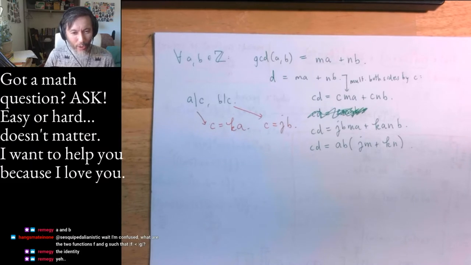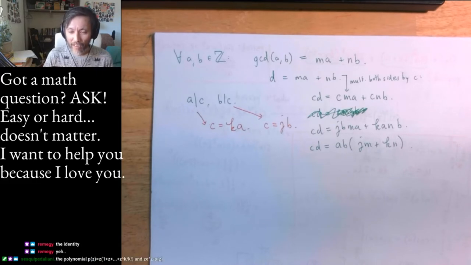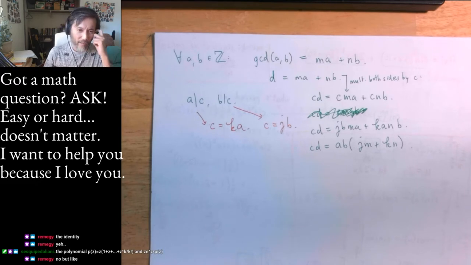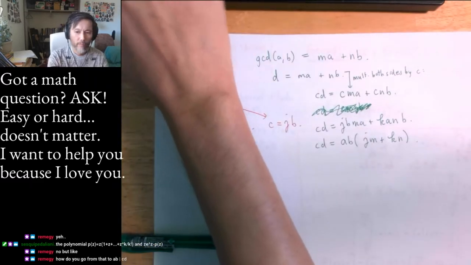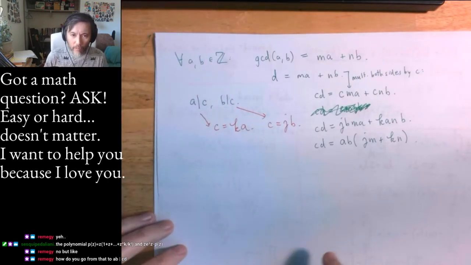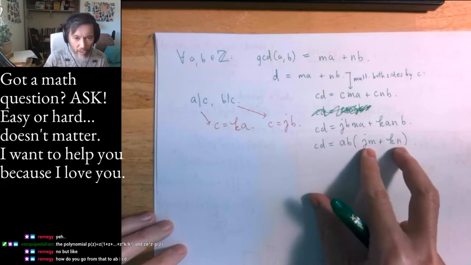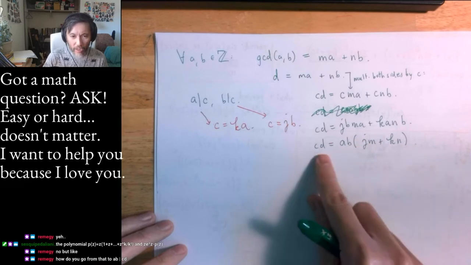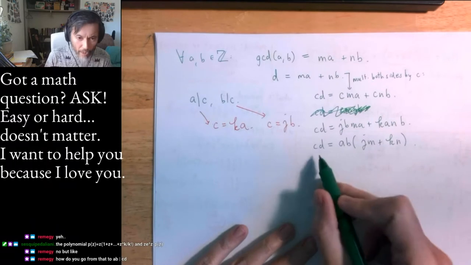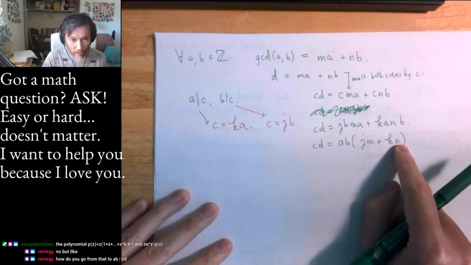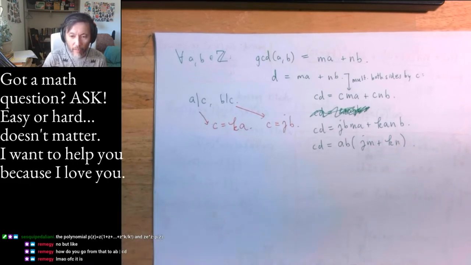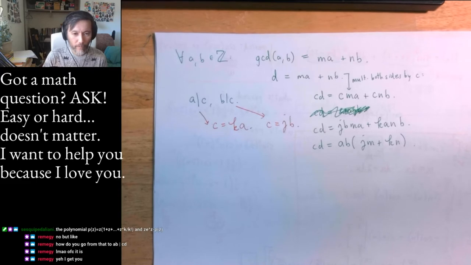So you win. I think we win. No? Isn't this what we wanted to prove? I forgot. Because, okay, JM plus KN, this is an integer. And we're saying AB times this integer is CD. So AB must divide CD. I mean, that's the definition of divisibility, that there exists some integer such that AB times that integer is CD. Awesome.